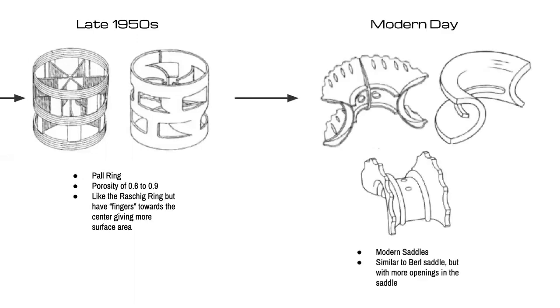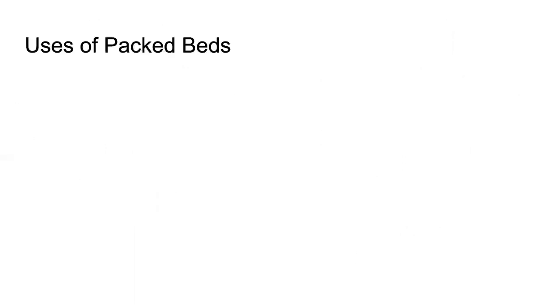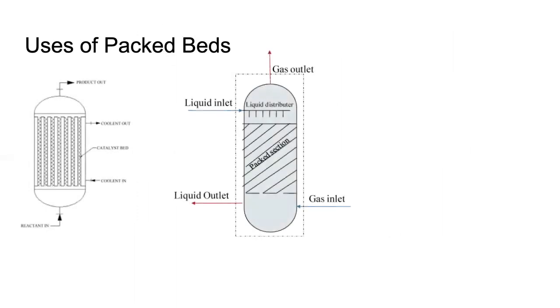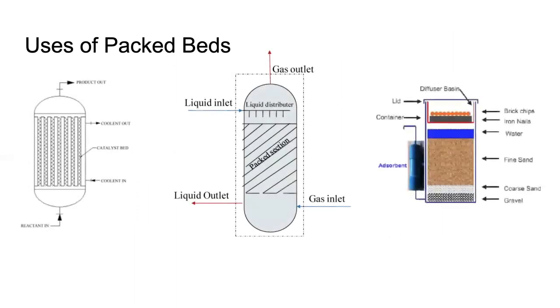The modern saddles are an improvement to the Berl saddle because they have more openings in the saddle in order to increase the porosity while still trying to maintain a high surface area contact. This high surface area contact makes saddles great for interaction between two-phase systems. Packed beds can be used for many different processes, from catalytic reactors, separation processes for one or more phases, and purification. The type of packed bed you choose will depend on what you're trying to accomplish.